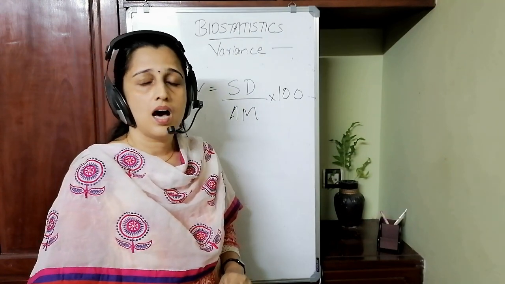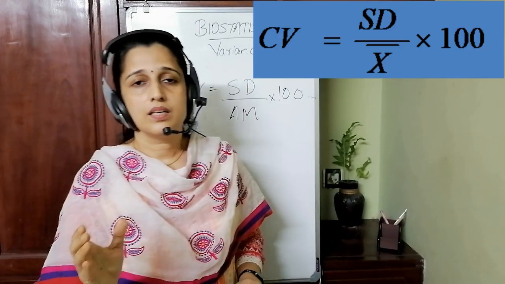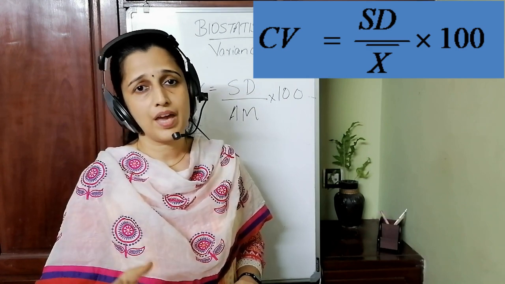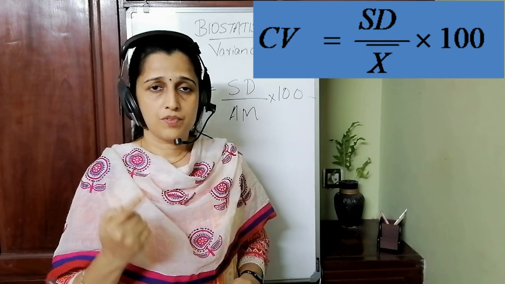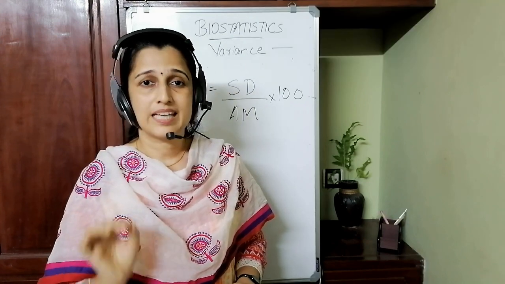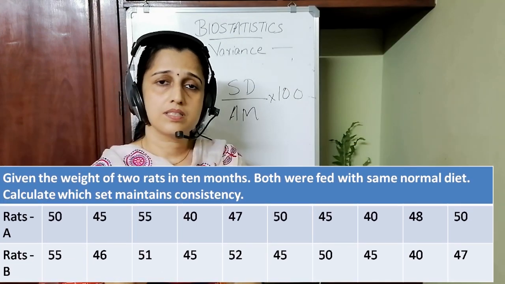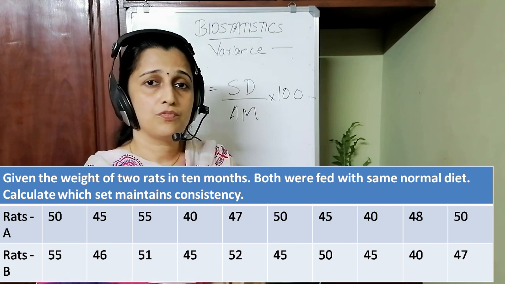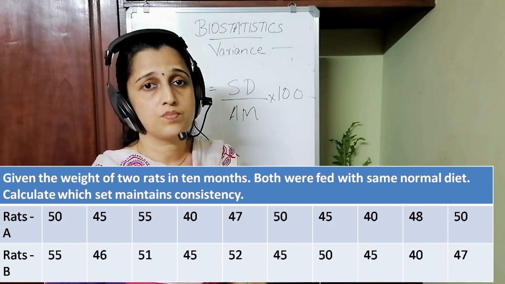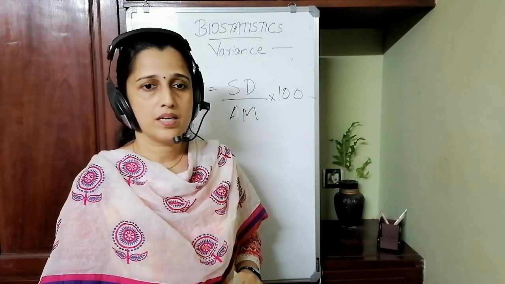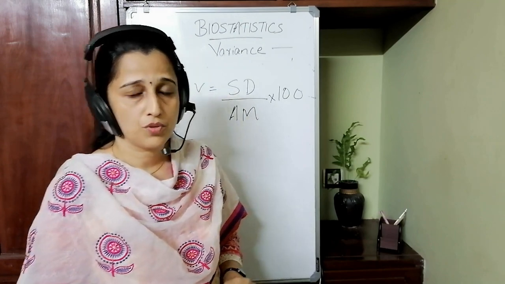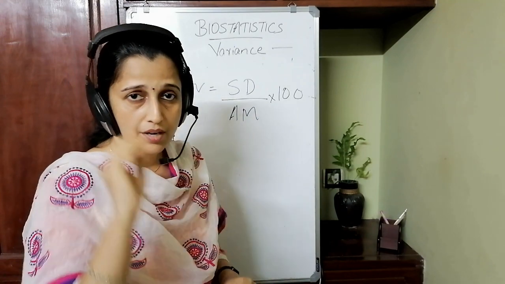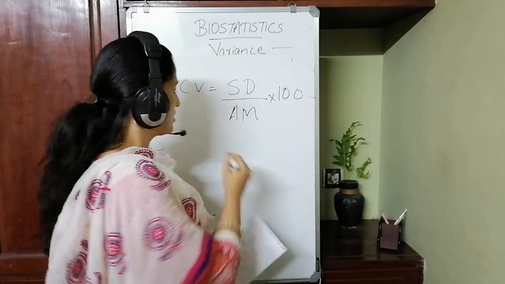Let's see how we can compare the consistency in the question given here, which shows the weight of two rats with the same feed for 10 months. The coefficient of variance is used to find the consistency and calculate which rat is more consistent in performance with the feed. The first step is to find the arithmetic mean. You have to make the table and find the arithmetic mean.